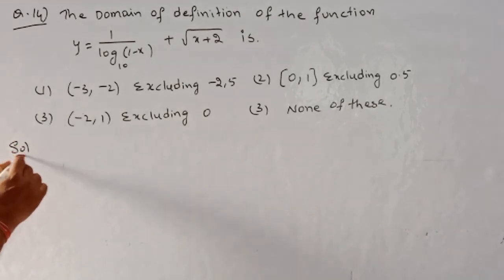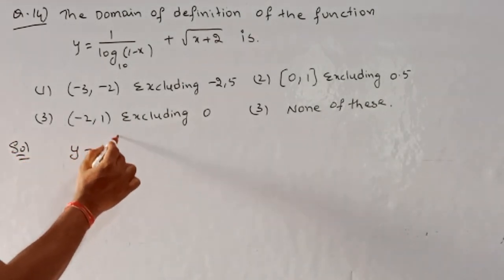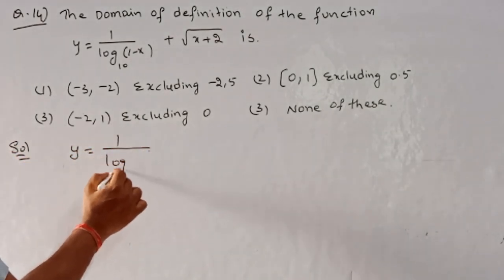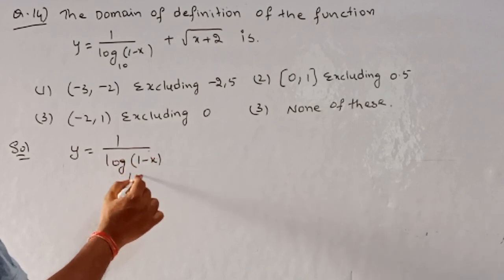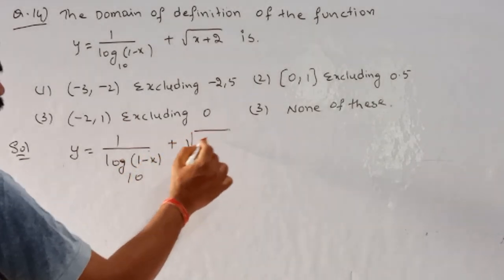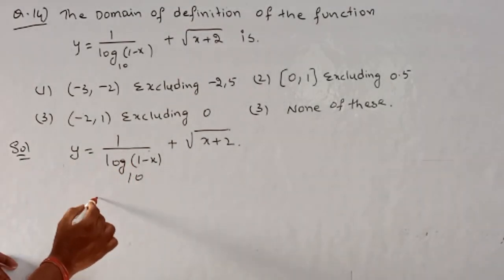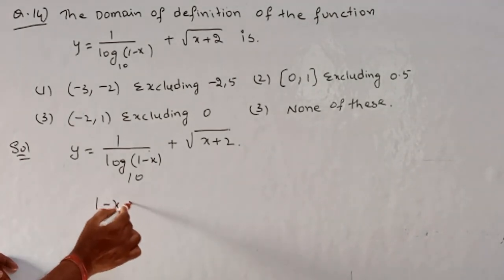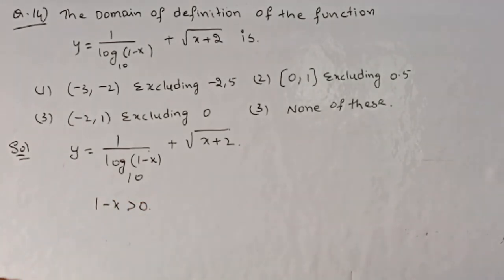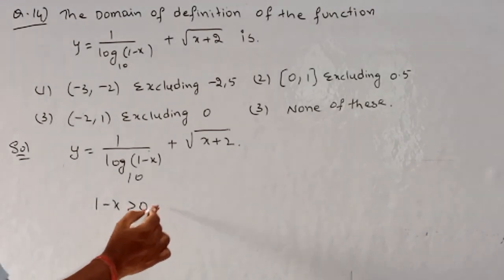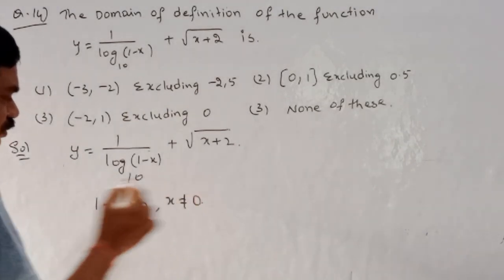So what is the given function? Y is equal to 1 by log of 1 minus x base 10 plus root over x plus 2. Okay, we have to find the domain. So first, 1 minus x, which is greater than 0, and x not equal to 0.